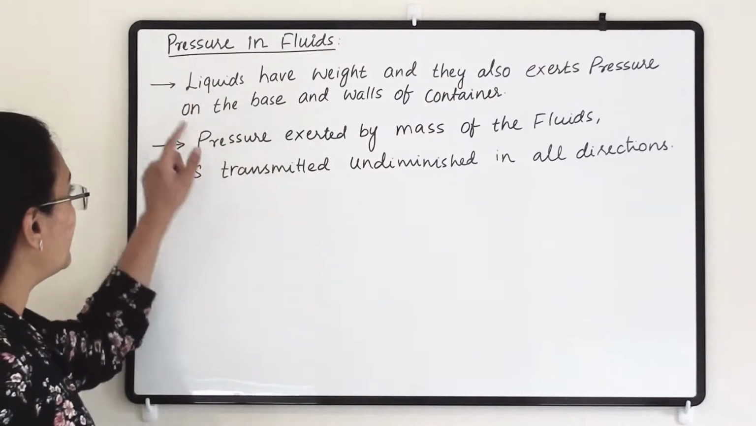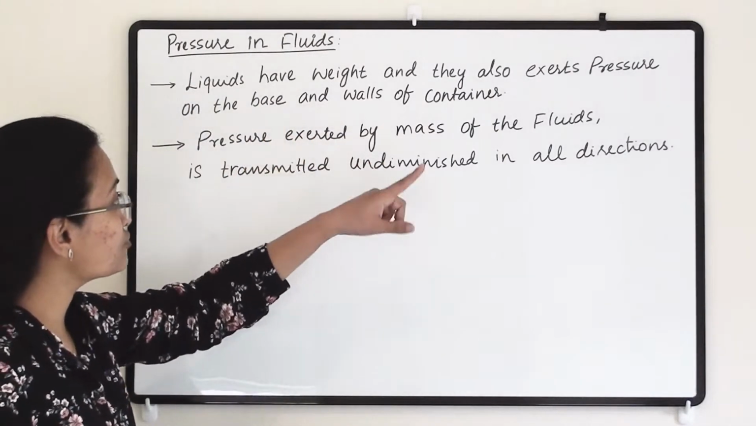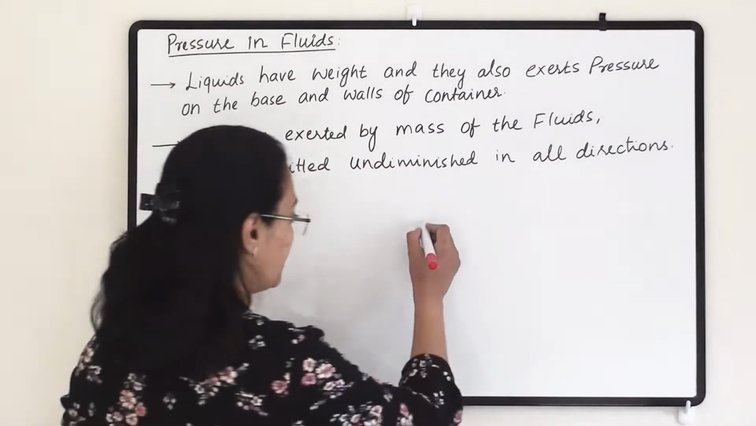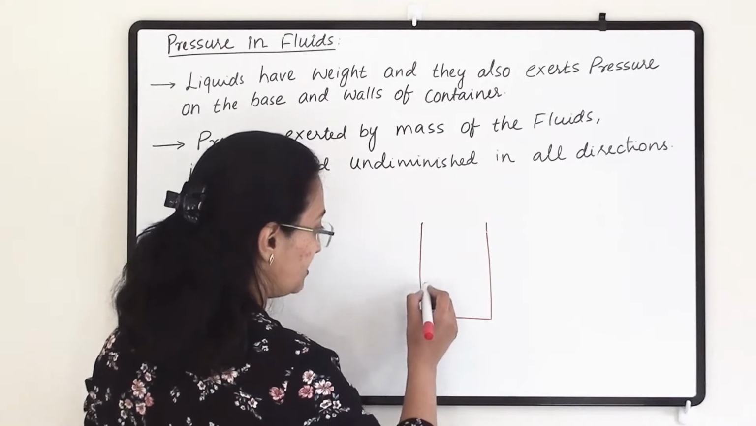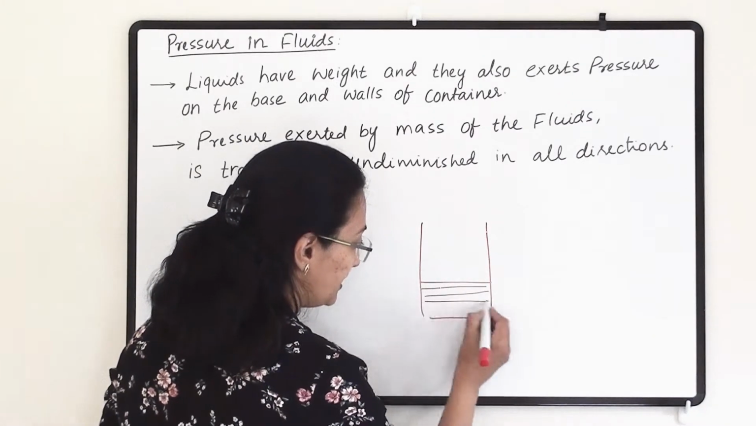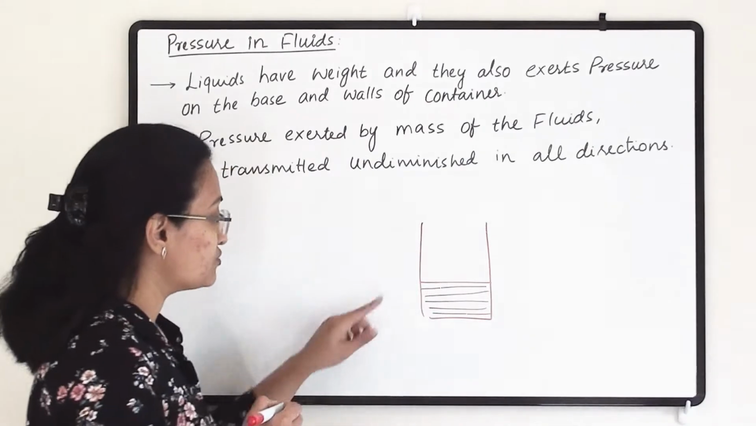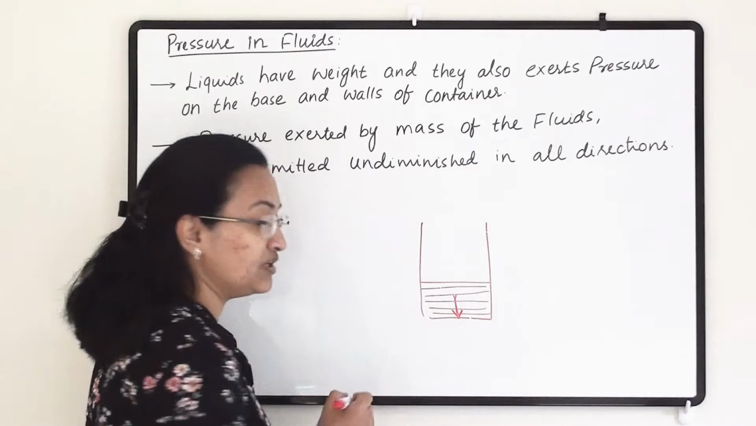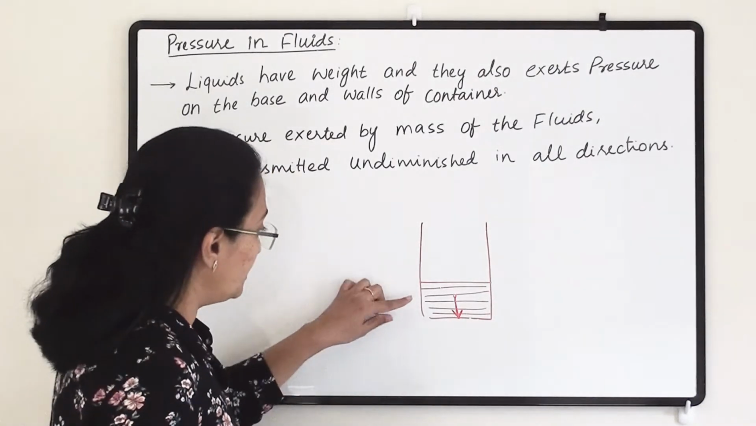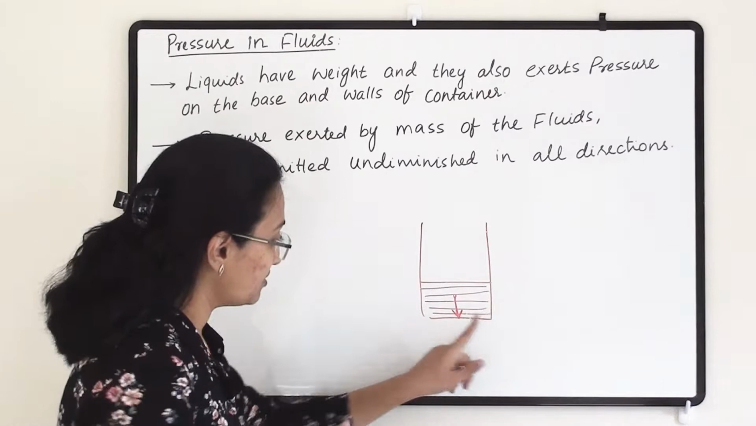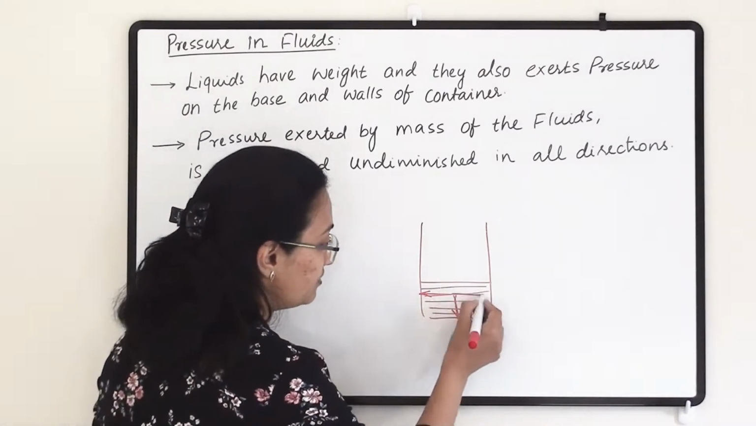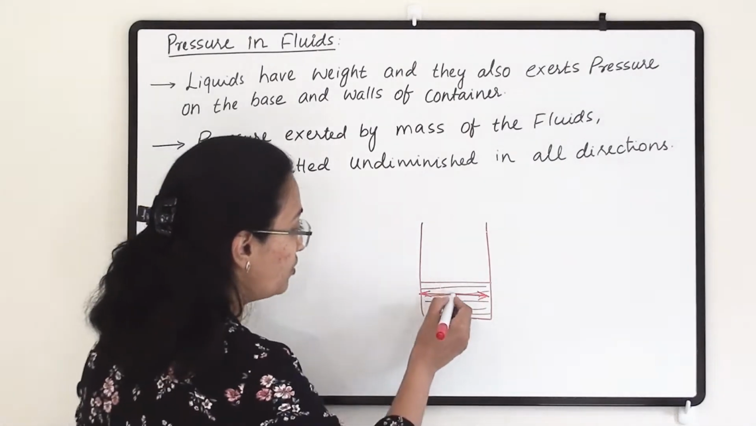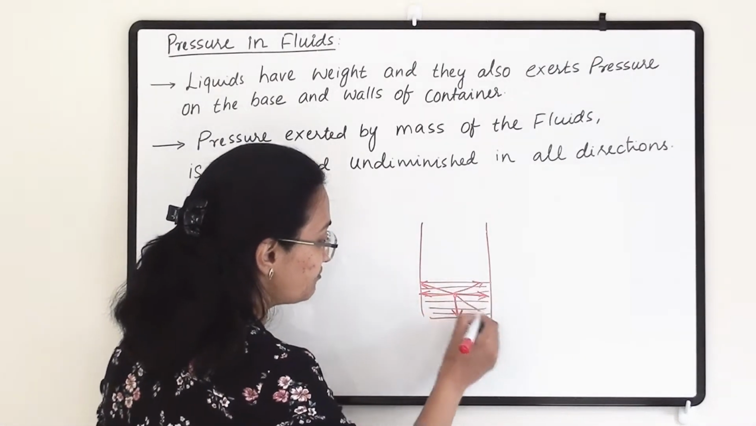So pressure in fluid: liquids have weight and they also exert pressure on the base and wall of the container. For example, this is our container and we have filled a liquid or a fluid till here. So it exerts a pressure on the base because it will always lie at the base. Now it also exerts pressure at the wall. Till how much we have filled this container, it exerts pressure in all the directions till its surface.